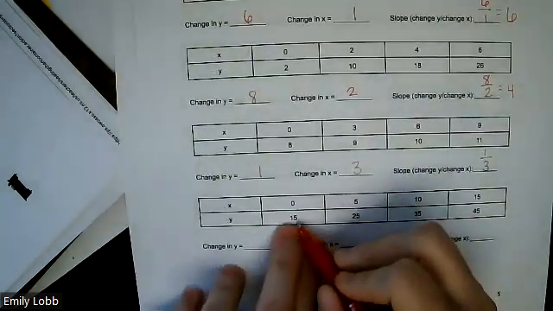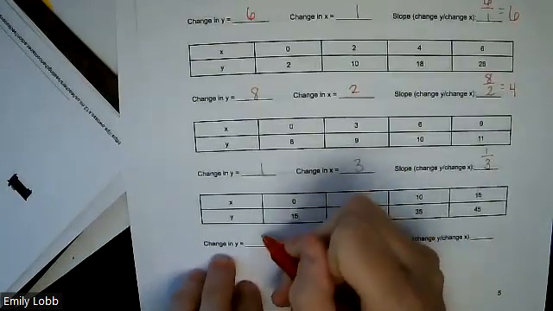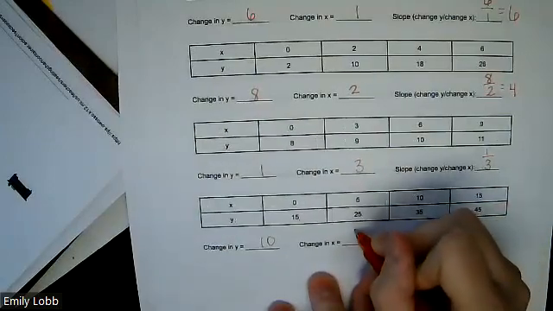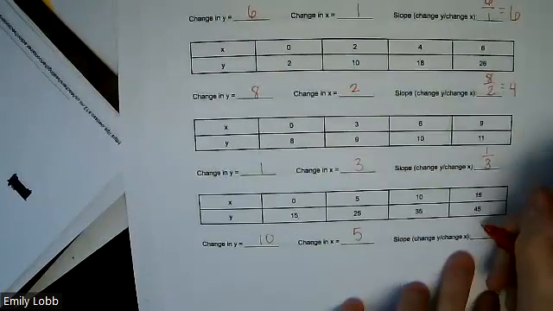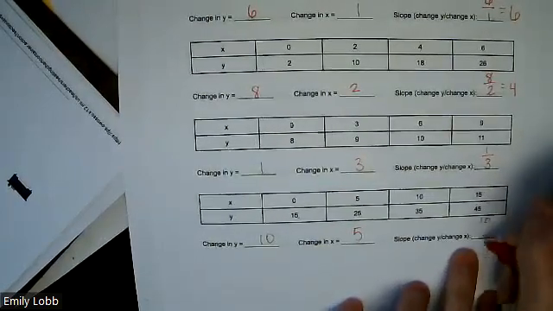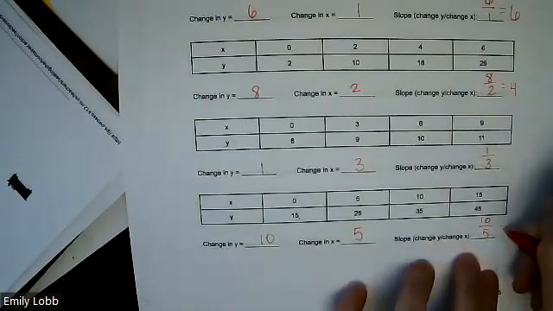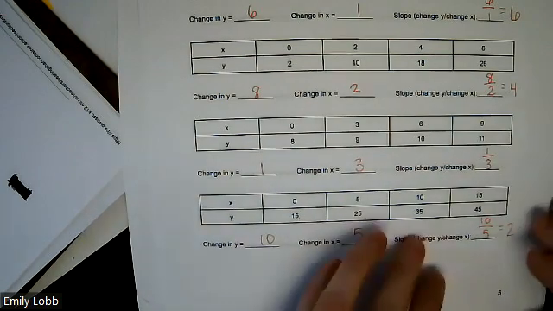And now our change in y. How do I get from 15 to 25? They're going up by 10. Our change in x is going up by 5. And notice these are positive, right? Sometimes we're going to have negative slope, but not on this page. So we have 10 divided by 5, which is 2. All right, any questions about page 5? Hopefully it's pretty straightforward.